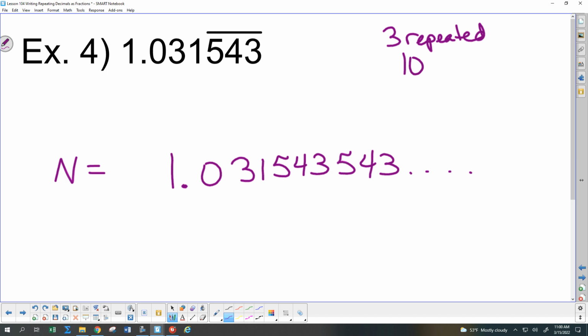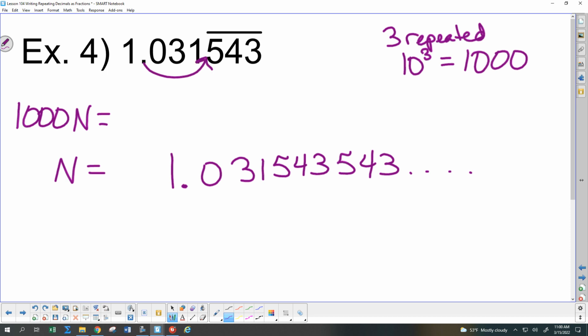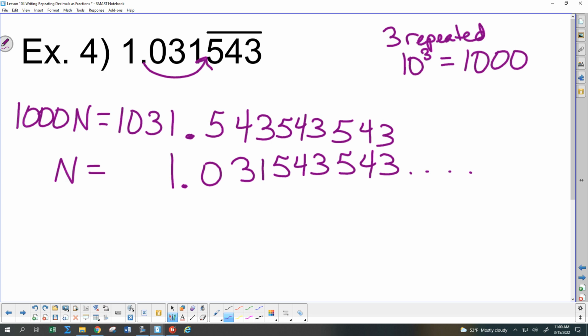So 3 repeated. So I need to use 10 to what power? 10 cubed, which means 1 with 3 zeros after it. So that means my top row needs to be 1000n, not 100n. Some of them will be 10n, some 100n, some 1000n, 10,000n, just depends on how many repeat. So I need to move this decimal over 3 places, so all the way to there. So I have 1031 point 543, 543, 543. Make sure I keep lining these up.